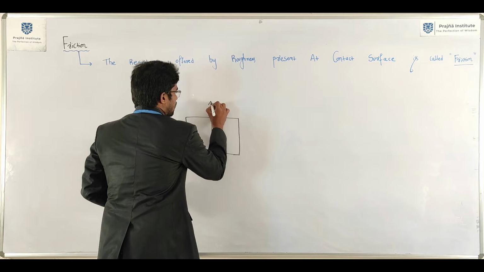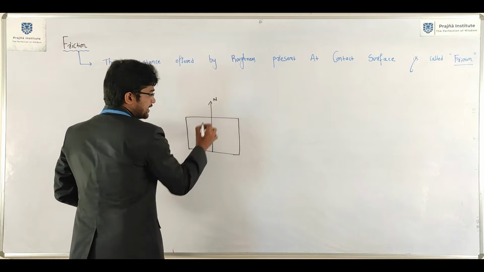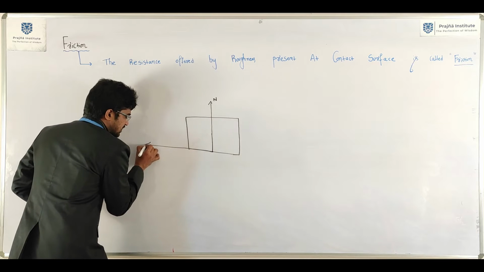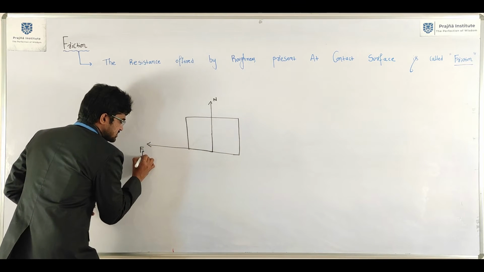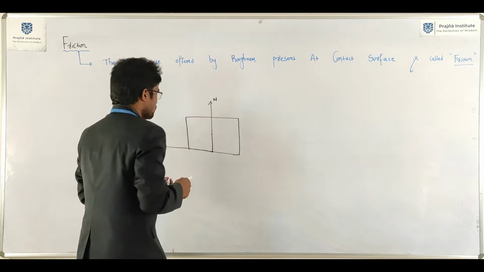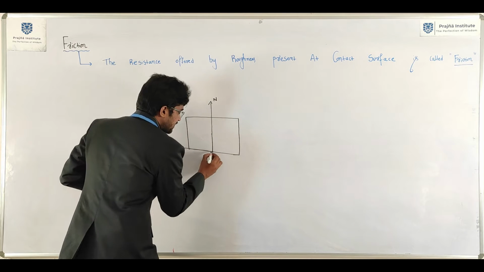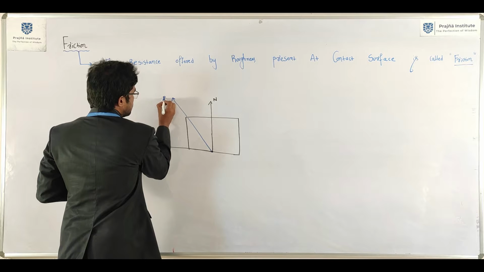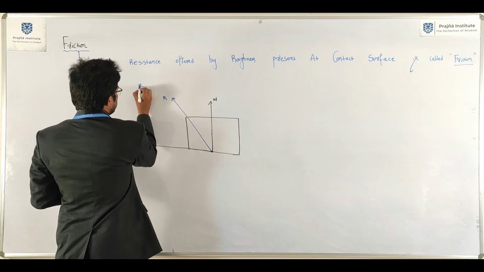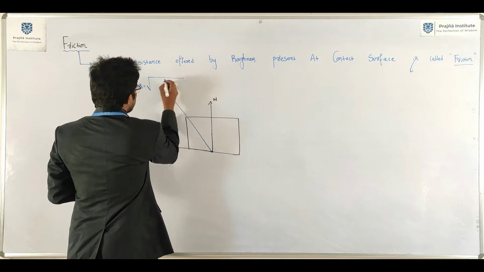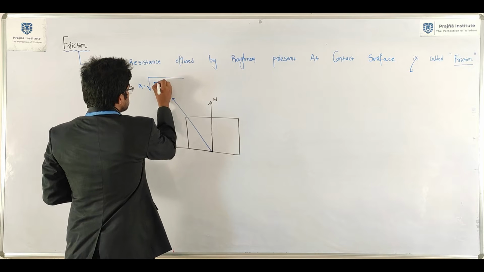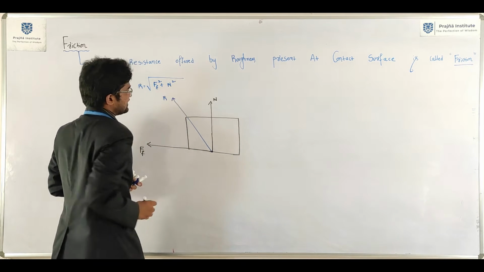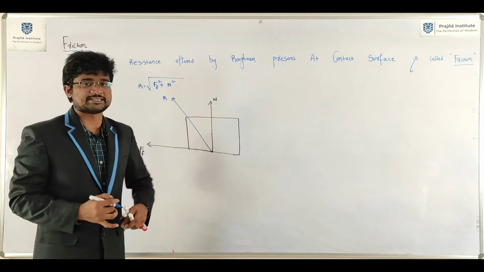Normal reaction always acts perpendicular to the surface. Frictional resistance is acting here. This is the frictional force. Now, what is the resultant between these two? The resultant force R equals the square root of the square of the frictional force plus the square of the normal reaction at the contact surface.